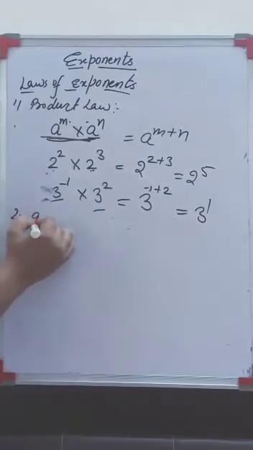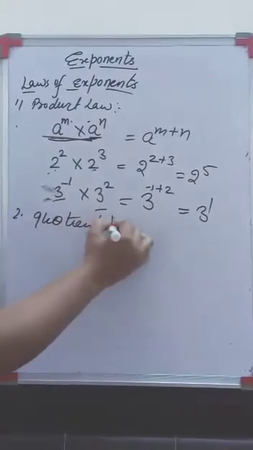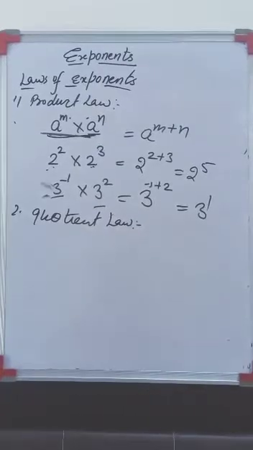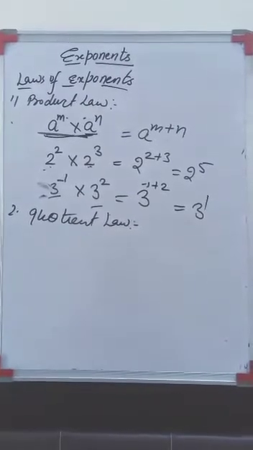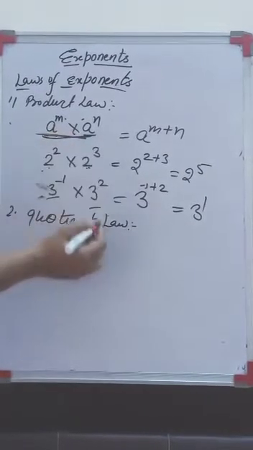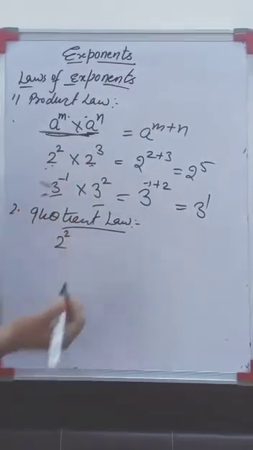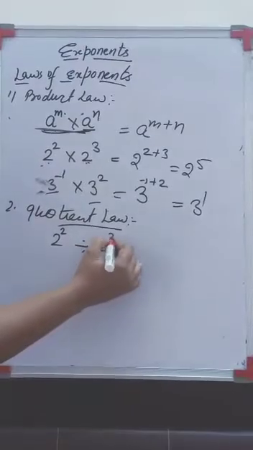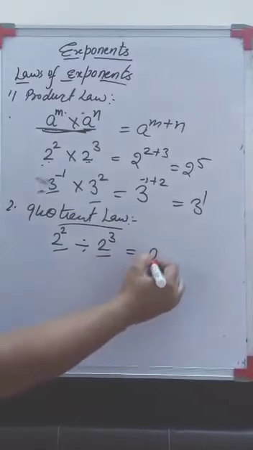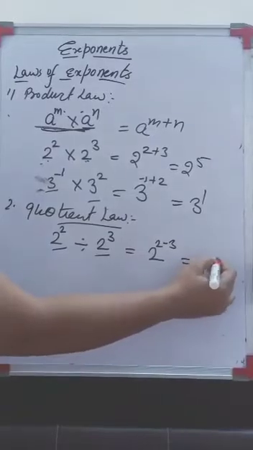The second law is your quotient law. The quotient law states that if bases are the same, then powers are subtracted in division. In the product law, there was the multiplication sign; the quotient law is for division. For example, same example, 2 raised to power 2 divided by 2 raised to power 3, right? If bases are equal, then powers get subtracted. So the result will be 2 minus 3, so it will become 2 raised to power minus 1.